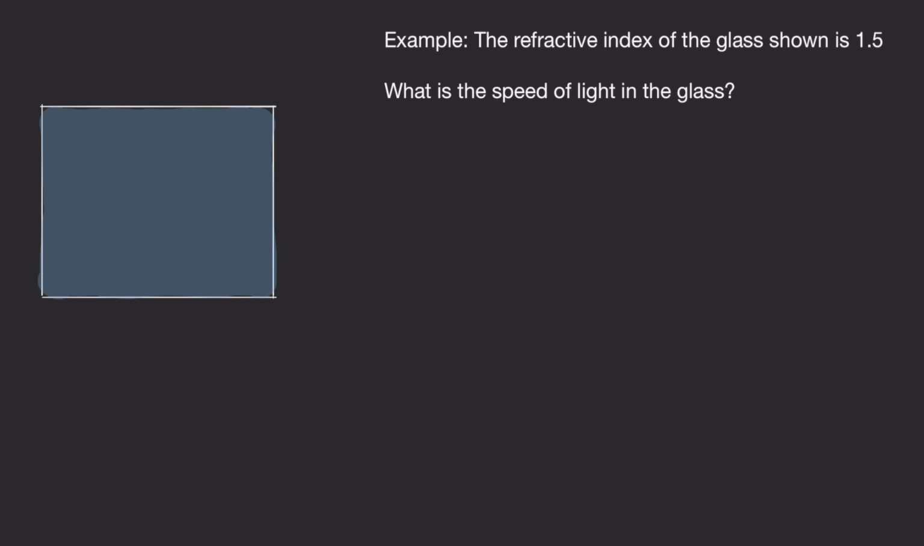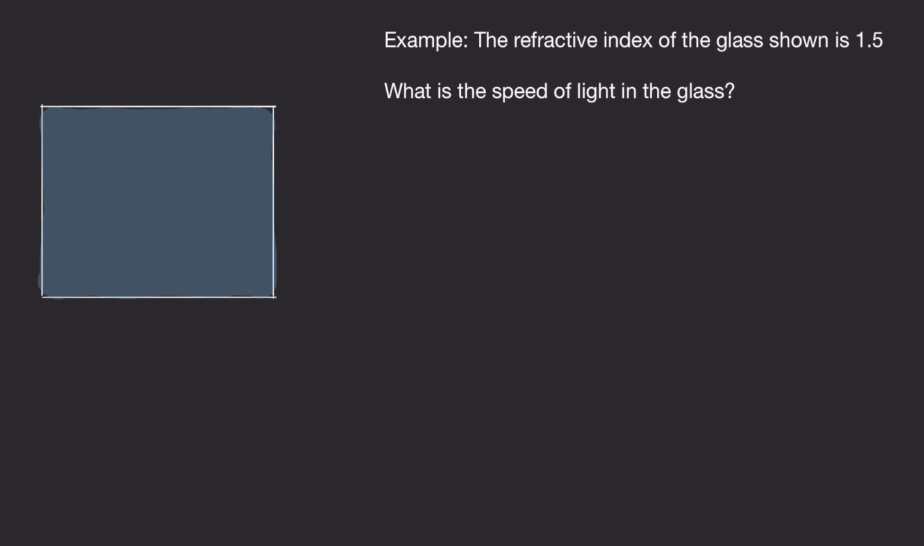And here's a really popular style of question. The refractive index of the glass shown is 1.5. What is the speed of light in this glass? Well, n is equal to c over c_s, meaning that we can just rearrange for c_s, which is going to be c over n. So that's going to be the speed of light in a vacuum, which is 3.0 times 10 to the power of 8, divided by n, which is 1.5. Well, this here is just going to give me 2.0 times 10 to the 8 meters per second.